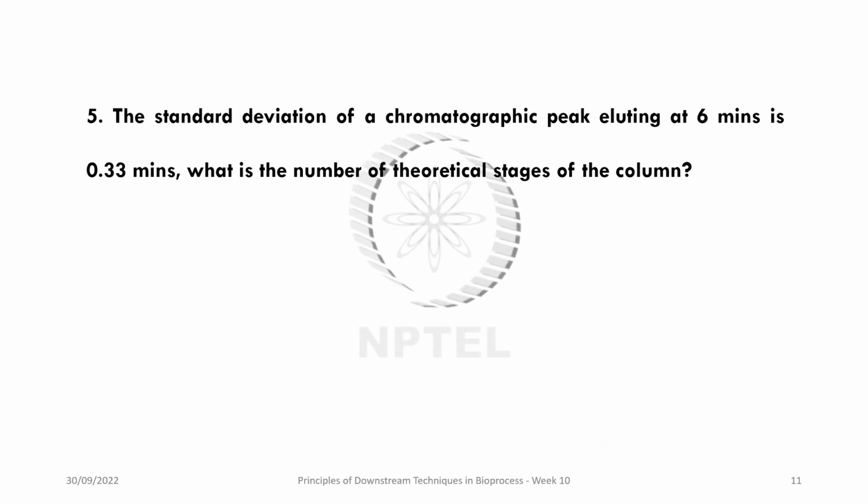The standard deviation of a chromatographic peak eluting at 6 minutes is 0.33 minutes. What is the number of theoretical stages of the column? What are they asking you? Number of theoretical stages. We discussed this in last class also. Instead of height equivalent to theoretical plates, we are calling it theoretical stages here. So the question is, what is n?